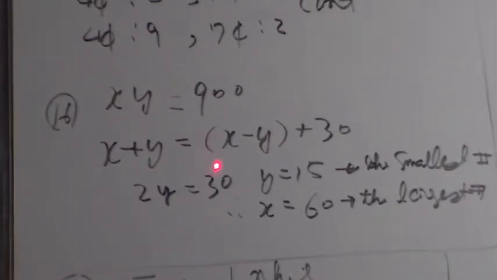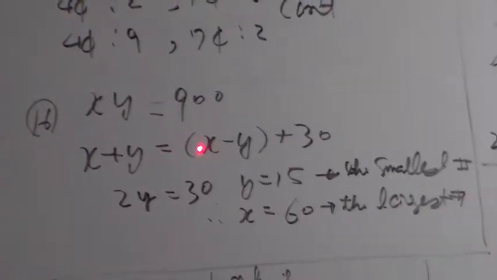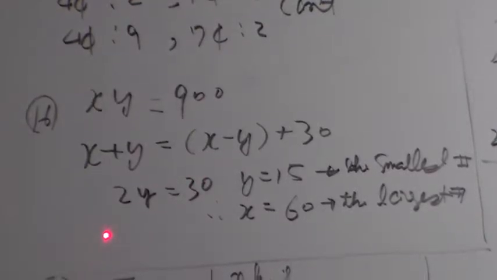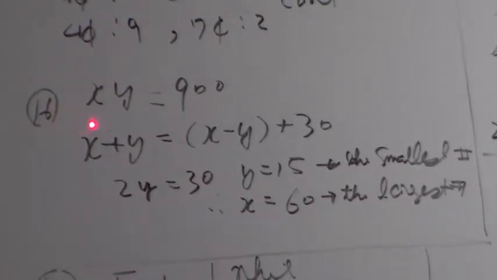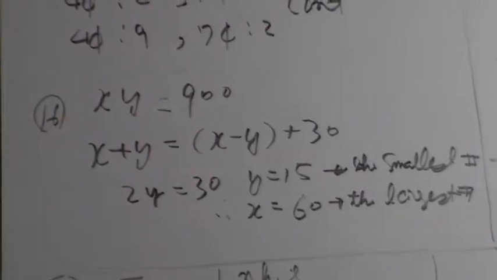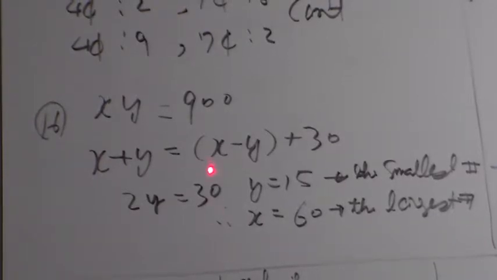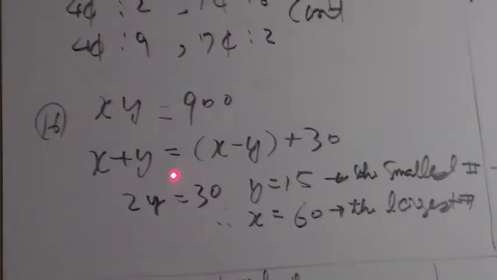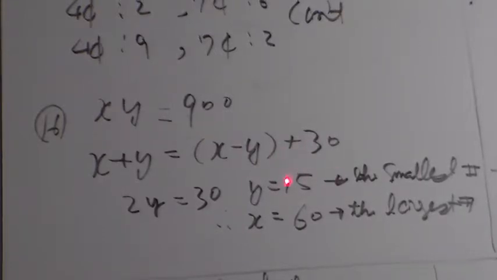Number 16. It's kind of a language problem. It's a word problem, because in the SAT, sometimes even American students don't understand what they're asking. So this one is about how to read it carefully. So x times y is 900. Then the difference of x and y is 30. X and y difference is 30. So to make it equal, x equals y plus 30, right?